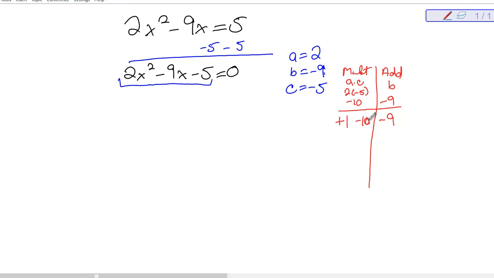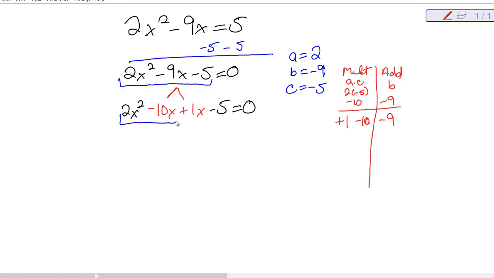And as I've said before, if I have one positive and one negative magic number, I tend to put the negative magic number first when I separate out my b. So I'm going to do negative 10, keep my variable x, plus 1, keep my variable x. And then I'm going to bring down the x squared minus 5 equal to 0. Now I'm going to factor this by grouping.